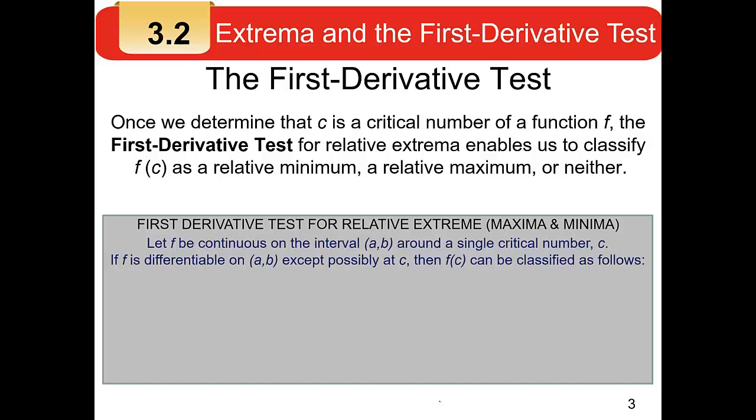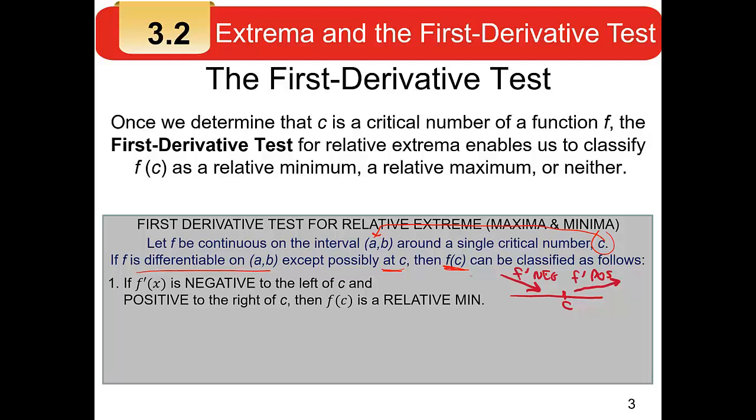I'm going to lay out the first derivative test, and then we're going to work some examples to try to build some intuition. If f is a continuous function on some open interval from a to b around a single critical number c, in other words, this number c is inside of this interval a to b, and if f has a derivative on that interval, except possibly at the point itself, then that value f of c can be classified as either a relative minimum, a relative maximum, or neither.